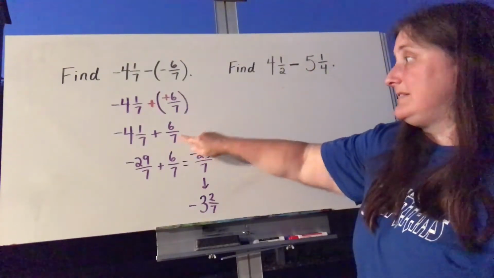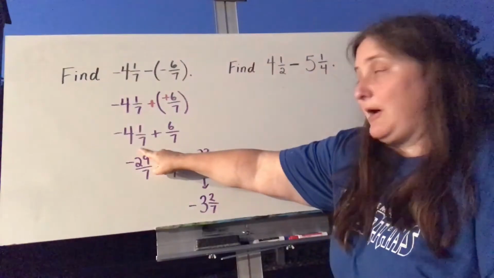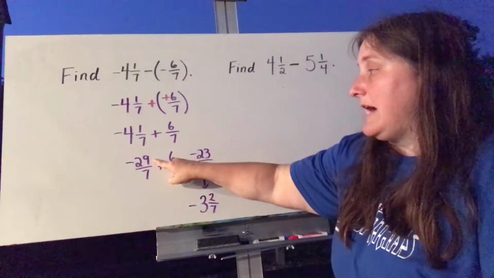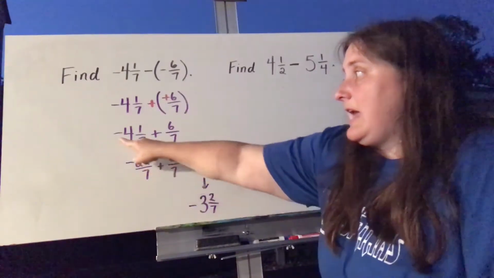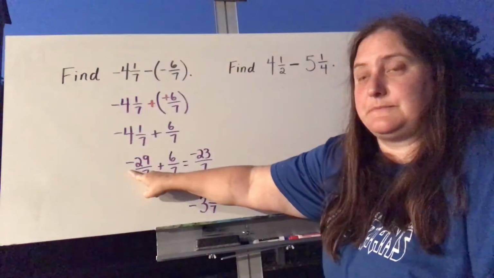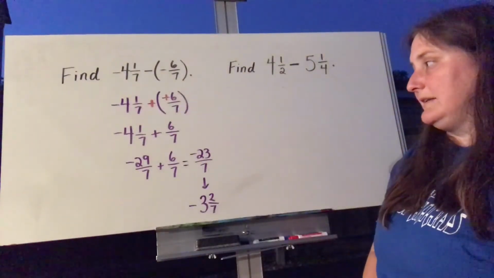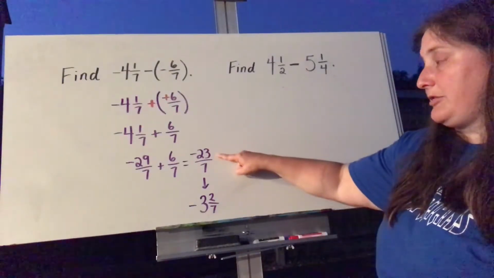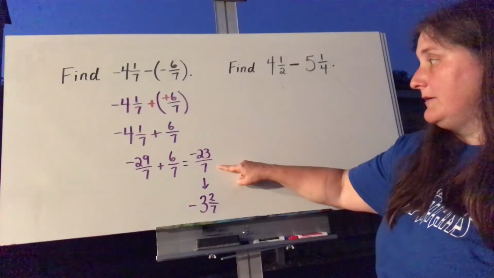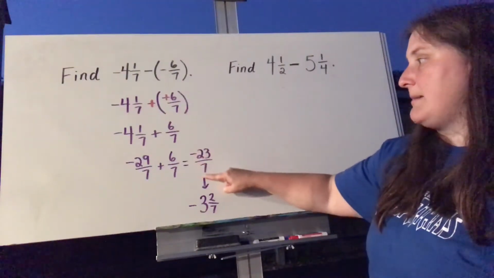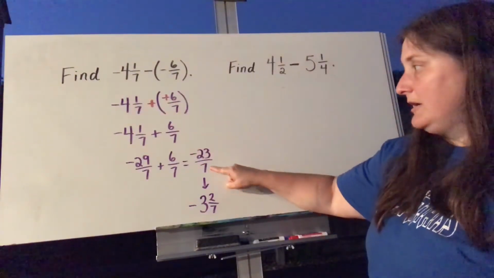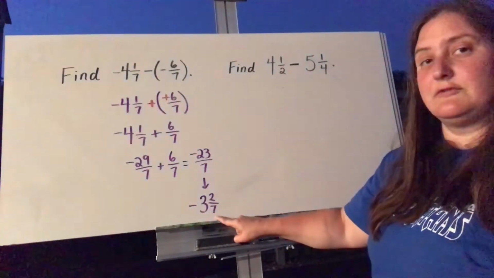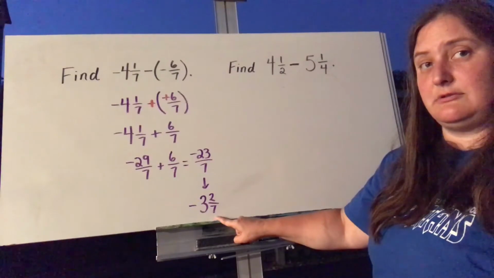All I need to do is take this mixed number and change it to an improper fraction. So 7 times 4 is 28, plus 1 is 29, so it's 29/7, and I carry that negative down. So now I have -29/7 plus 6/7. -29 plus 6 is -23. My denominator carries over. Since this is my final answer, I am going to put it back in mixed number form. So I carry down my negative. 7 went into 23 3 times with 2 left over, so my final answer is -3 and 2/7.